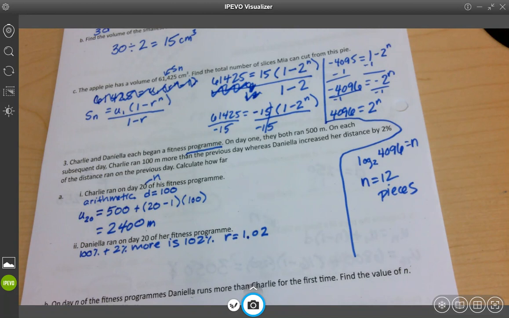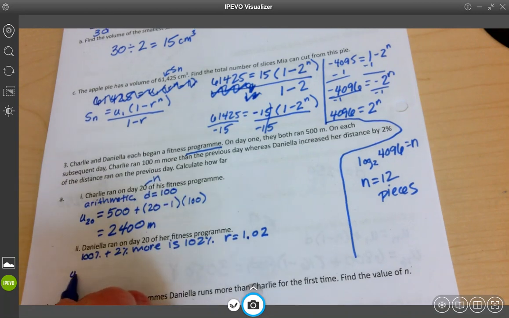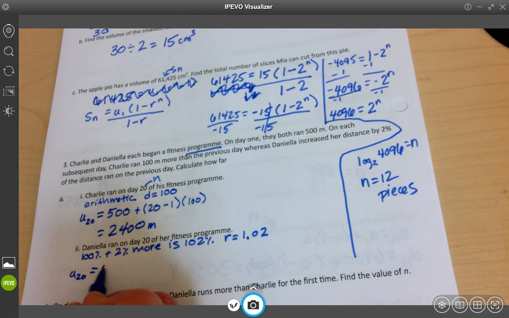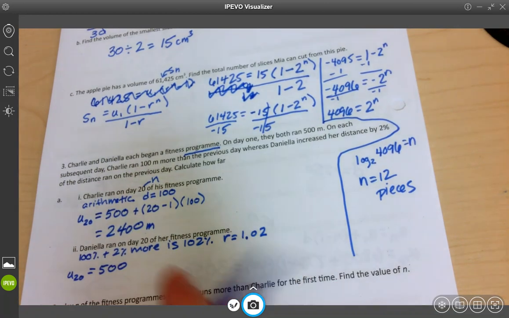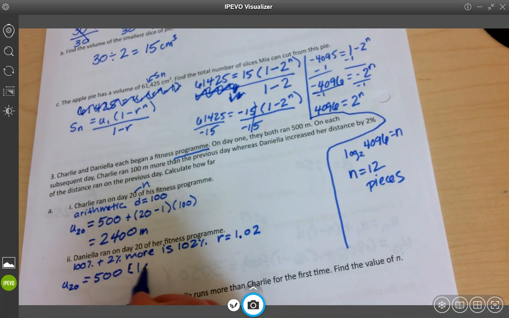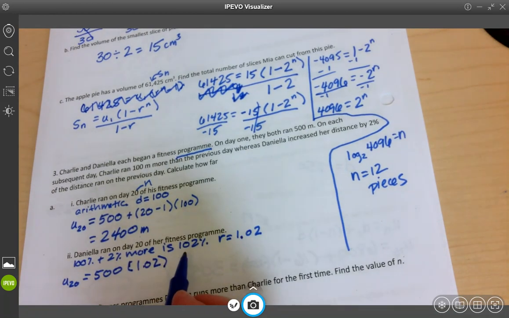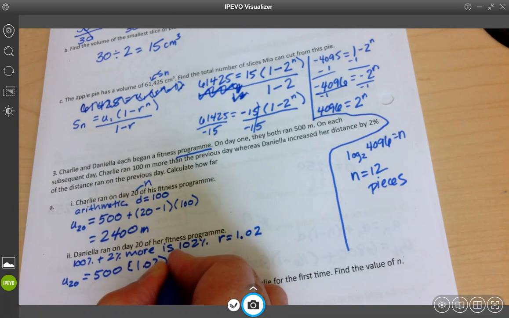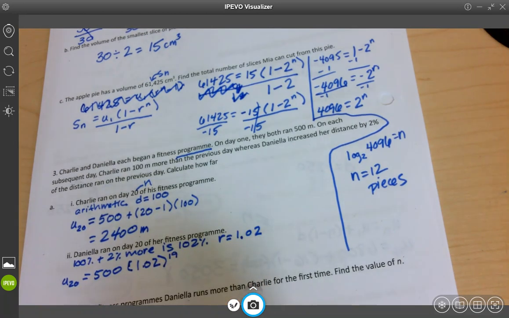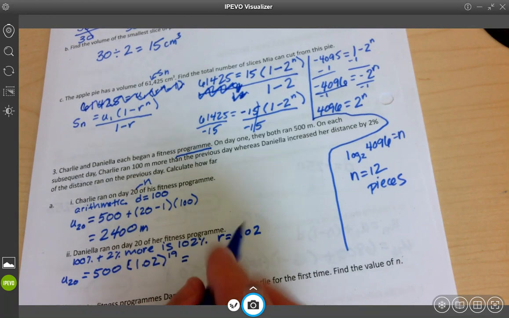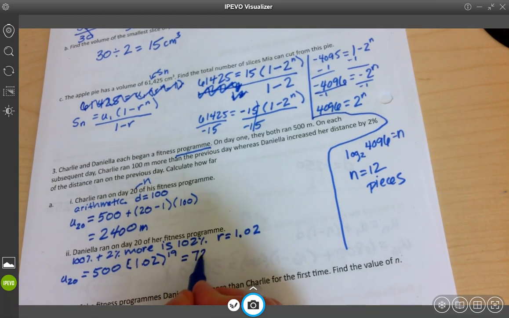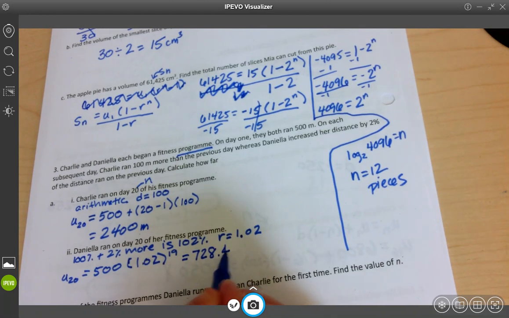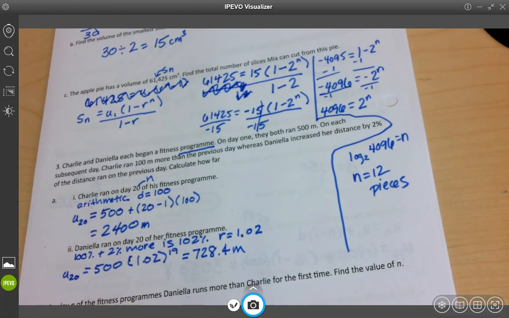And then it says Daniela ran on day 20. So we have our R value here. We're going to use that formula. So that would be U sub 20 equals A sub 1, 500, times our R value of 1.02 to the n minus 1, so to the 20 minus 1, which is 19. And then for that one, I got 728.4 or 728. Either of those is fine. So it looks like after 20 days, Charlie's still running more.